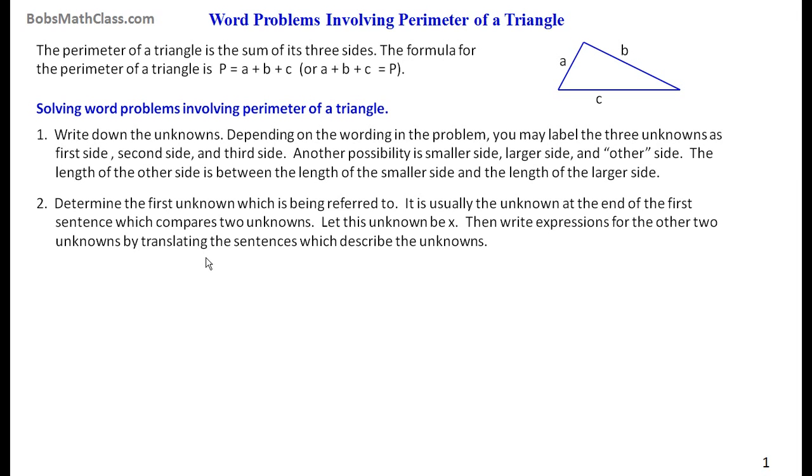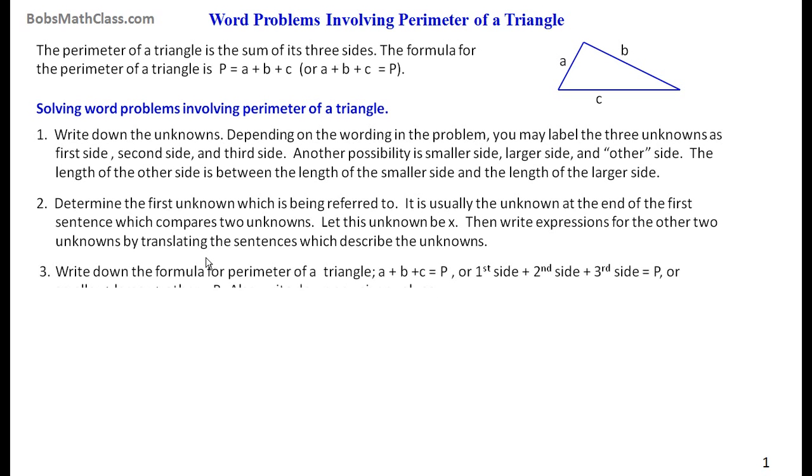Number 2. Determine the first unknown which is being referred to. It is usually the unknown at the end of the first sentence which compares the two unknowns. Let this unknown be x. Then write expressions for the other two unknowns by translating the sentences which describe the unknowns.